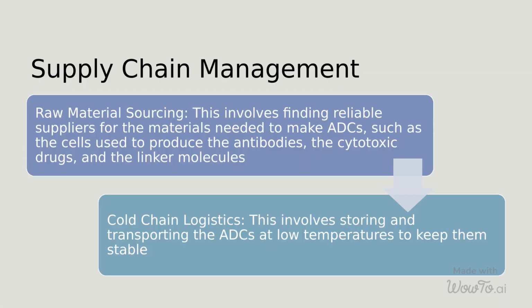Supply chain management, raw material sourcing. This involves finding reliable suppliers for the materials needed to make ADCs, such as the cells used to produce the antibodies, the cytotoxic drugs, and the linker molecules. Cold chain logistics. This involves storing and transporting the ADCs at low temperatures to keep them stable. This requires special refrigerated storage and transport facilities.